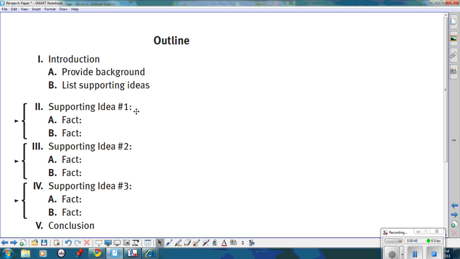This is just a generic one. You'll have your introduction, and you'll provide a little bit of background about your topic, and then you're going to list those supporting ideas. And then right down here, those 3 supporting ideas go boom, boom, boom. And each of those supporting ideas that support your big idea, your big topic, should have at least 2 or 3 facts to support those ideas. So that is what an outline looks like.